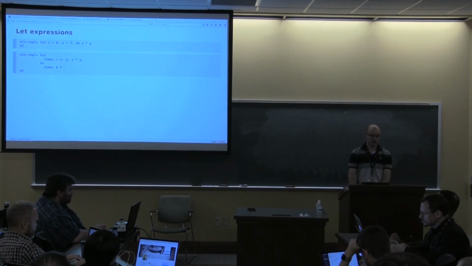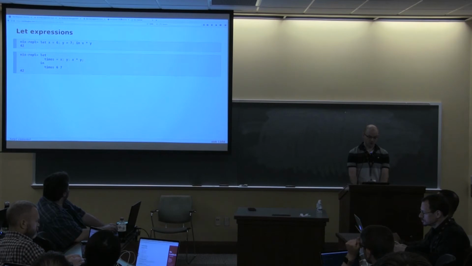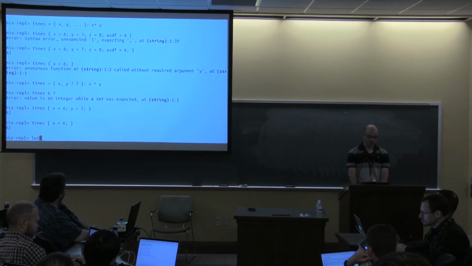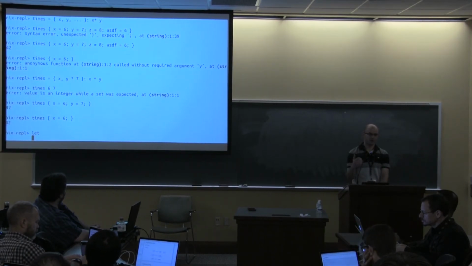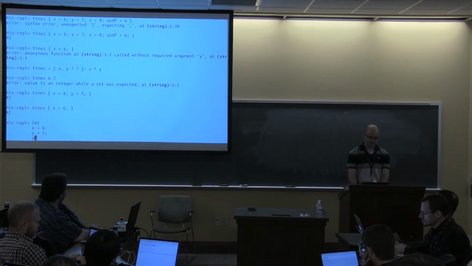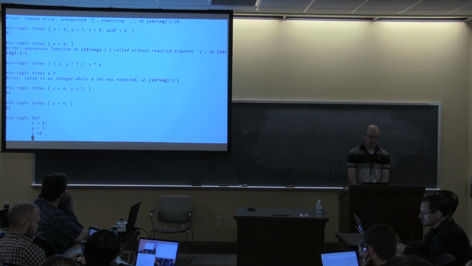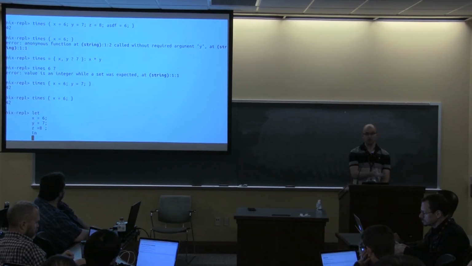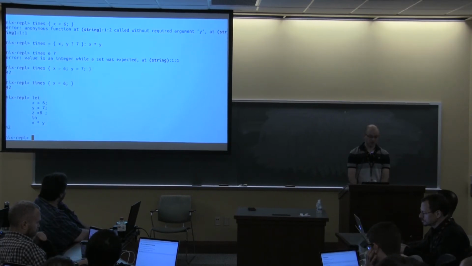Okay, so that's functions. We also have let expressions, which shouldn't come as too much of a surprise for most of us, I think. The syntax is let, and then we can have a series of variable bindings, each separated by a semicolon. So x equals 6, y equals 7, z equals 8, even though we won't use it. And then we say in, and then we have another expression that can use those bindings if it wants. So we can say in x times y, and it returns 42.